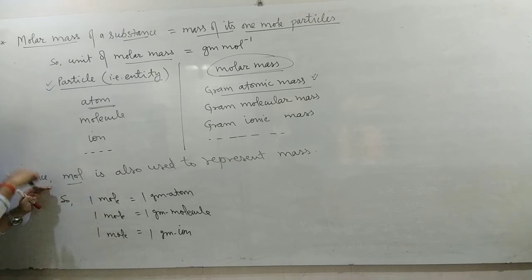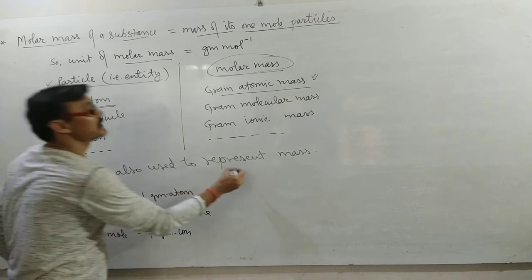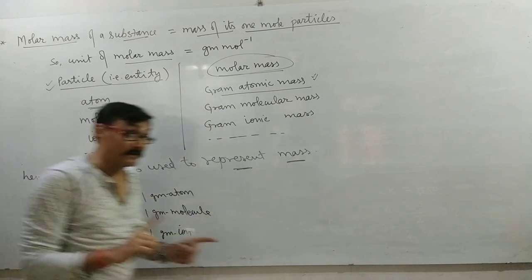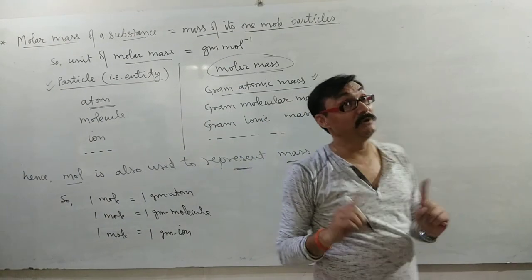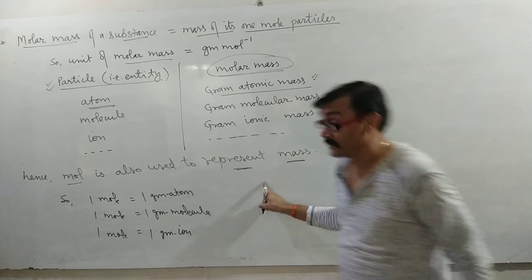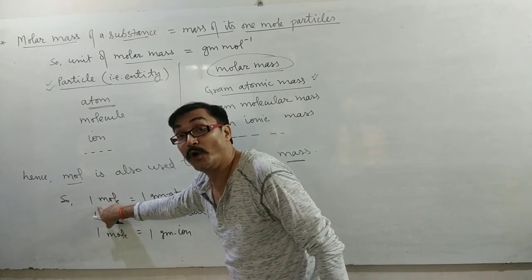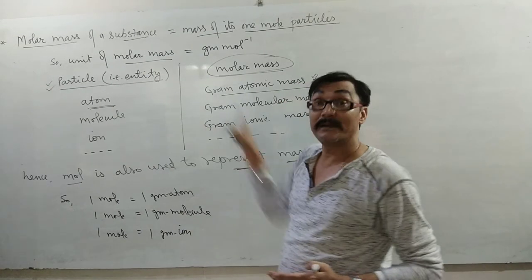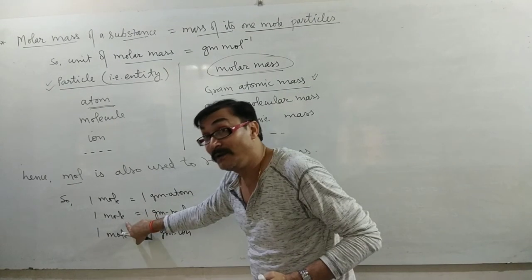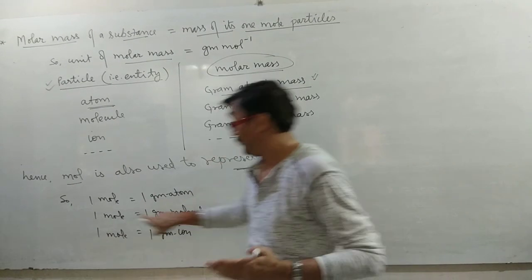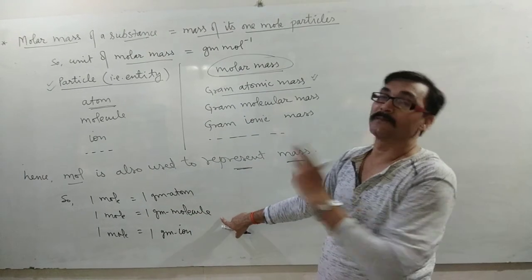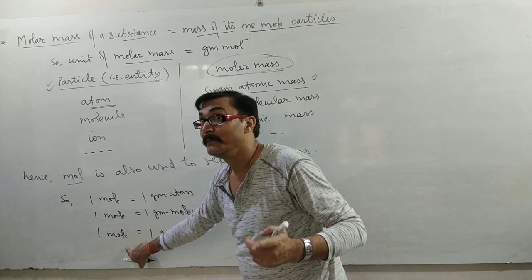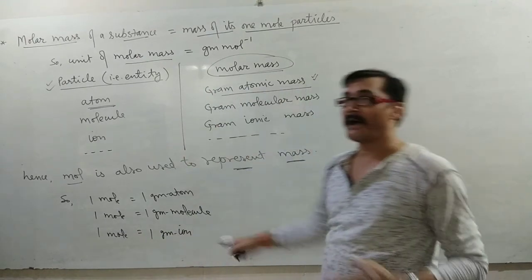So it is clear, mole here is also used to represent mass. Not only number, mole can also be used to represent mass. That is why 1 mole is also called 1 gram atom if the particles are atoms. 1 mole may also be called 1 gram molecule if the particles are molecules. And 1 mole of ions may also be called 1 gram ions.